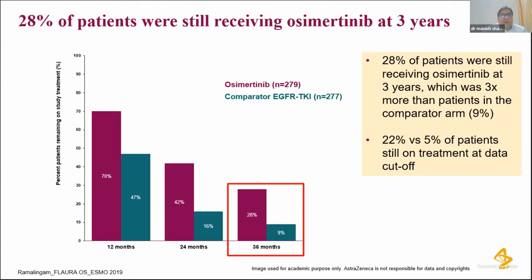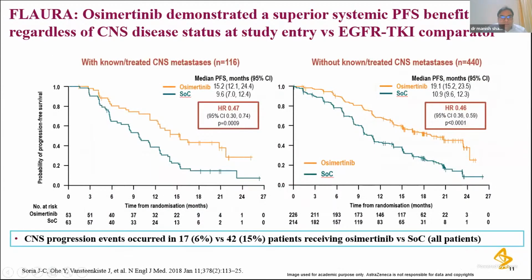So 28% of the patients were still receiving osimertinib at 3 years, which is 3 times more than the comparator arm, that is gefitinib, at 9%. Only 9% of the patients are receiving gefitinib at 3 years, while 28% of patients are receiving osimertinib at 3 years.